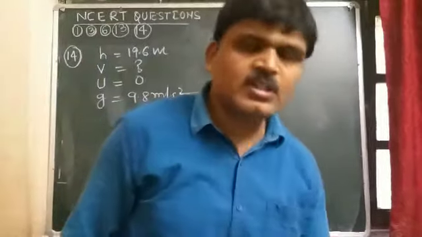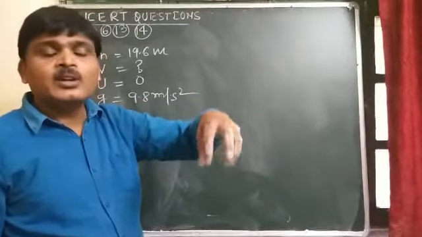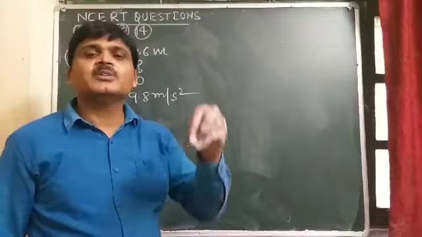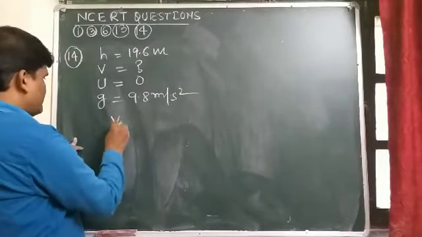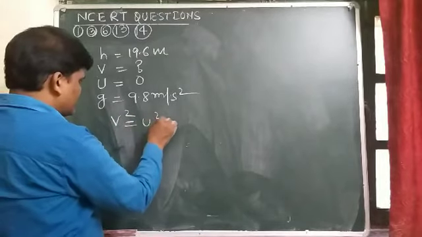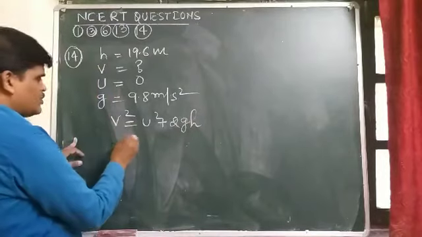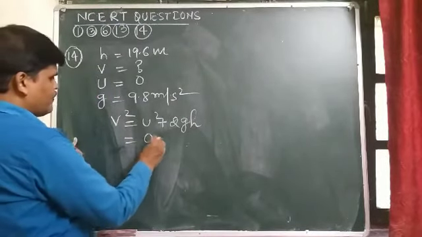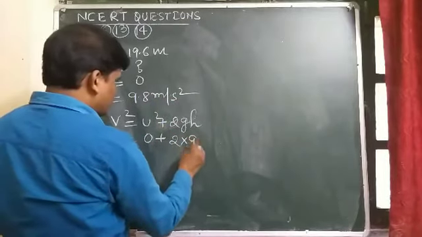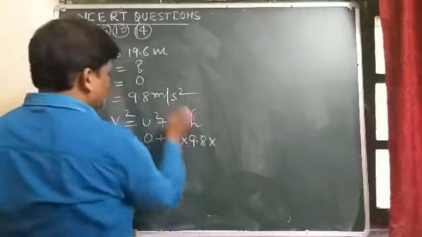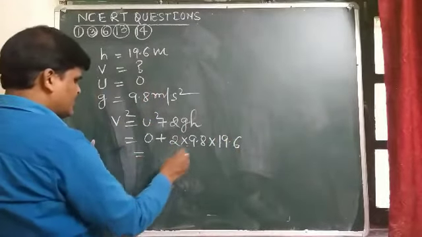So student, use the third equation of motion. When the ball is dropped in the downward direction, acceleration due to gravity is taken to be positive, and we use the equation v square equal to u square plus 2gh. The initial velocity of the object is 0, 2g is 2 into 9.8, and h is 19.6.